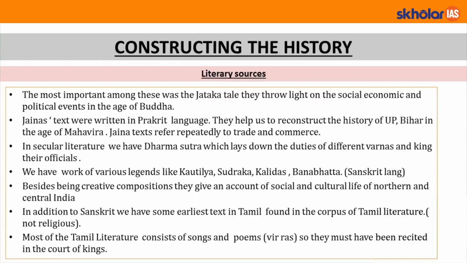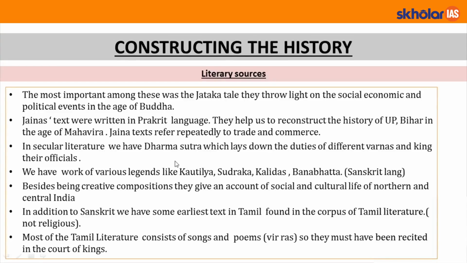The secular literature we have is the Dharma Sutra, which lays down the duties of different varnas and the king and their officials. Kings used to align their administration in accordance with the Dharma Sutra in ancient times, and that is why these texts are important to us, so that we can get an idea about their political and administrative structure. For instance, the Dharma Sutra mentions that the lower the varna, the more stringent the punishment, and vice versa. And the higher the varna, the more moral conduct is expected from them. So I hope you can make out why the Dharma Sutra is important. It was not a religious text, but it lays down the duties of different varnas, kings and their officials.